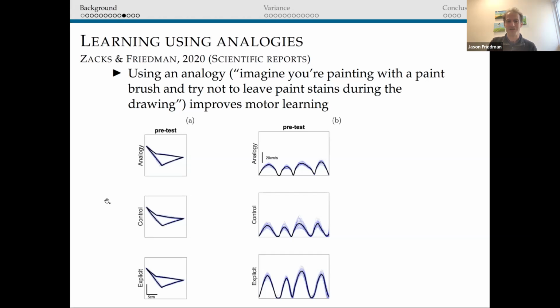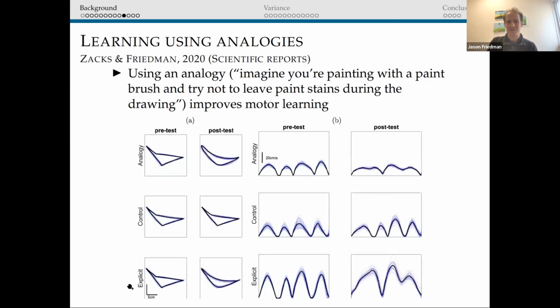And we had another group, we had a control group with no instructions, and an explicit group where we told them explicitly to make curved lines between the points. And you can see again, as in the control group as before, there's no real change from the pre-test to post-test. And the analogy group and the explicit group are actually a little bit better than the analogy group, but both of these groups are also able to speed up the motor learning process by giving them these hints.